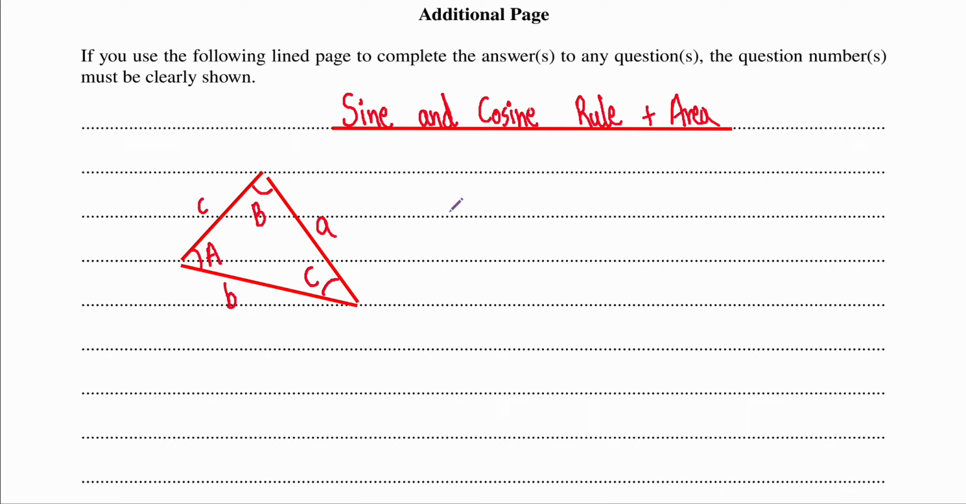We have three things. We have a divided by the sine of A is equal to b divided by the sine of B, which is also equal to c divided by the sine of C. This is the sine rule, and you can switch those around: sine A divided by a is equal to sine B divided by b is equal to sine C divided by c. That's the sine rule. Now what's the cosine rule?